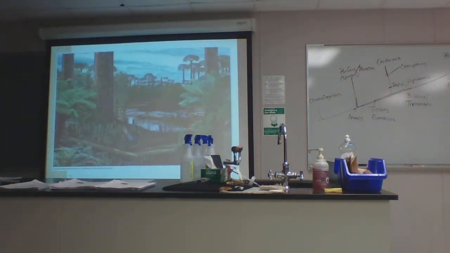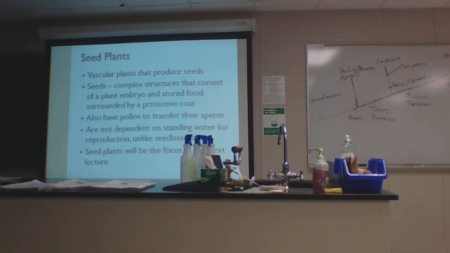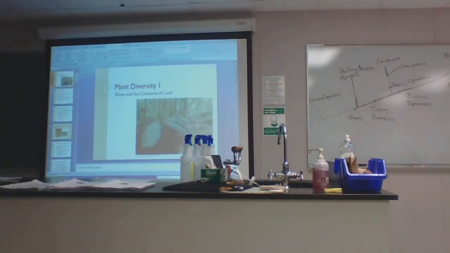The forests we had during the Carboniferous period were full of seedless vascular plants, and they're what ended up forming the coal deposits that we use for energy today. So that was around 300 million years ago. Okay, then we have the seed plants, and hopefully you know all about seeds and what seeds are like, and pollen. And seeds and pollen allowed seed plants to not depend on water for reproduction. So that's the next chapter.